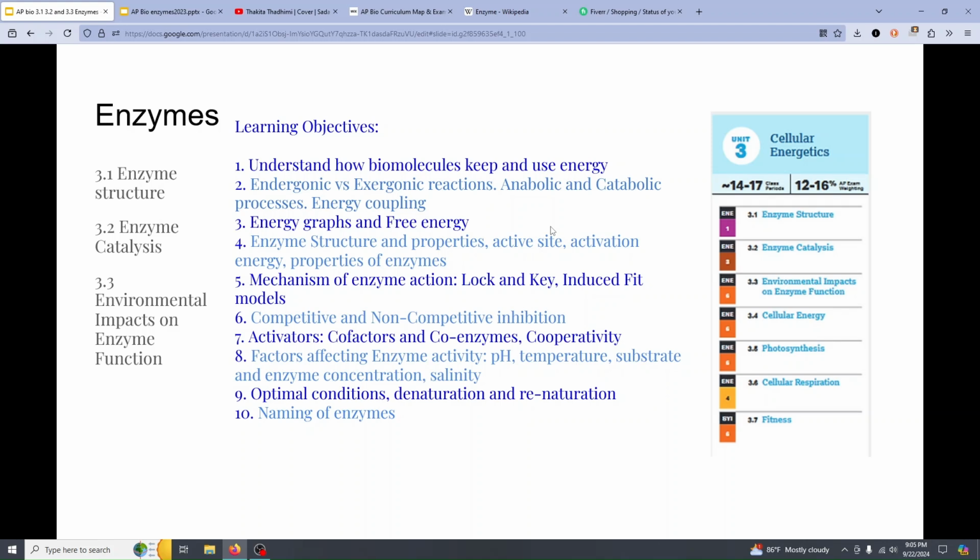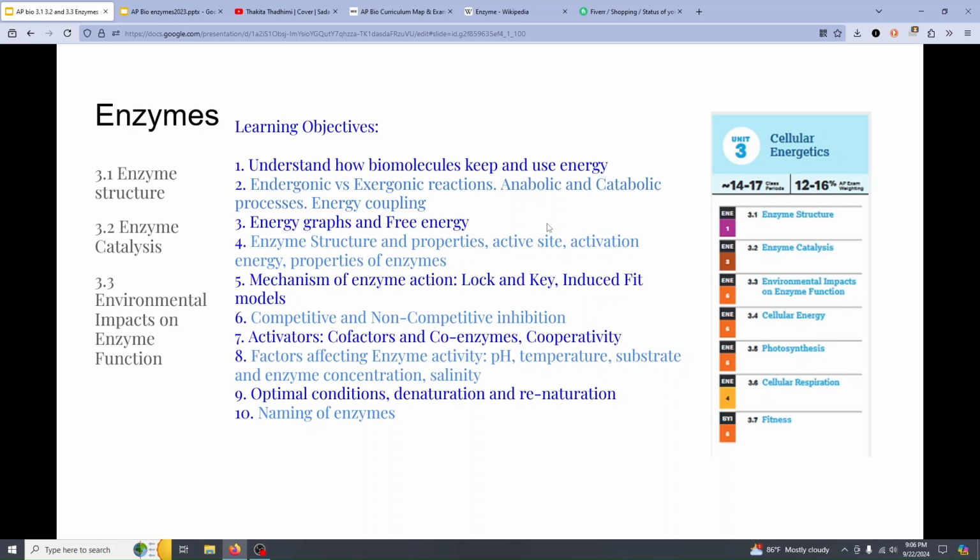So we're going to start with how biomolecules keep and use energy. And then we talk about endergonic and exergonic reactions, catabolic and anabolic processes, and how energy is coupled. Then we look at energy graphs and what free energy means. Then we look at enzyme structure and properties, what an active site means, and what activation energy is. And then we look at the properties of enzymes.